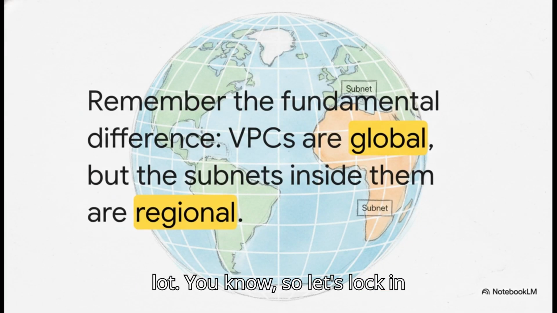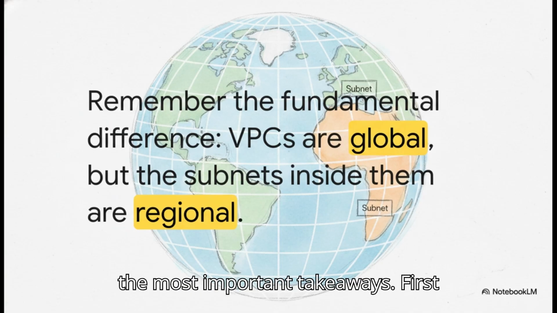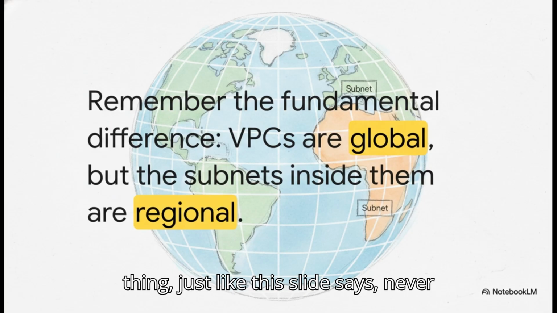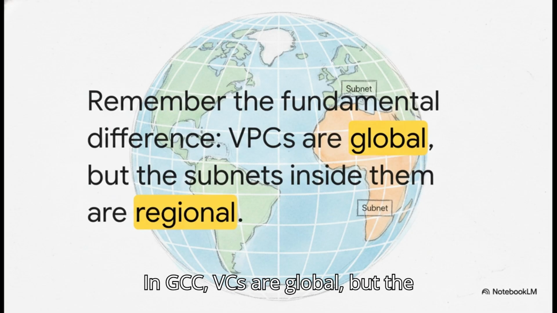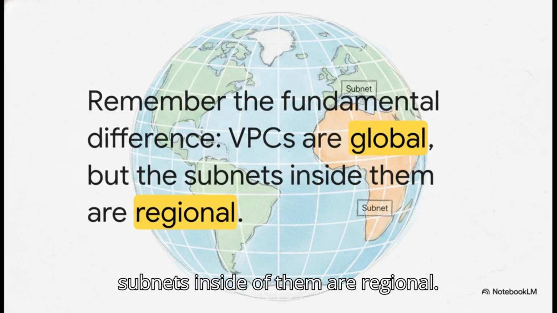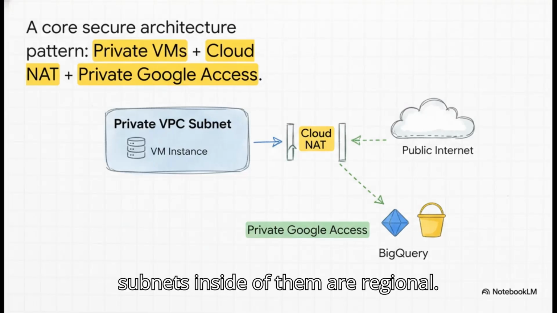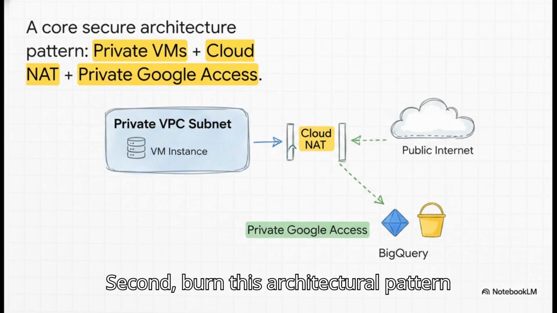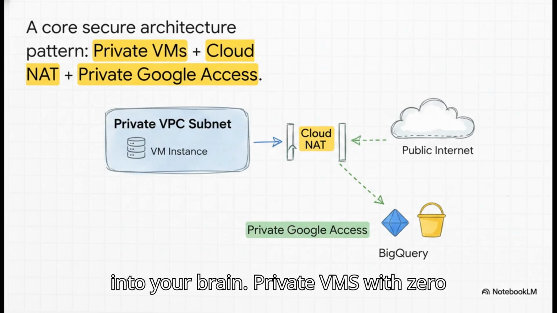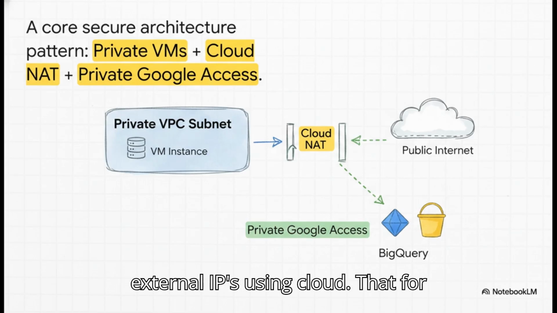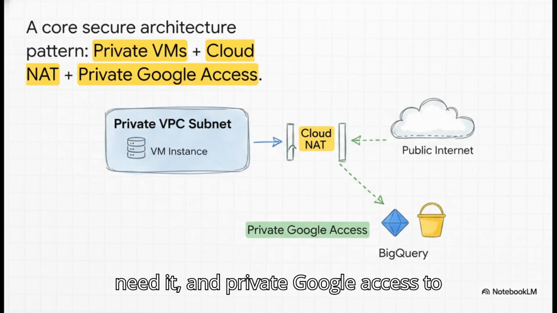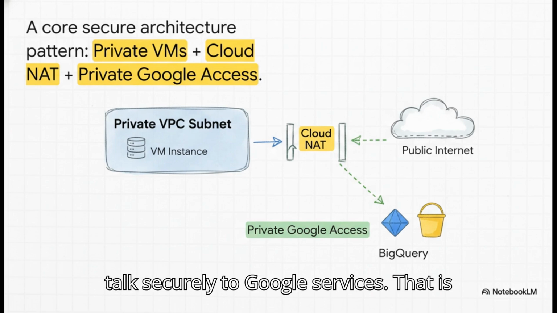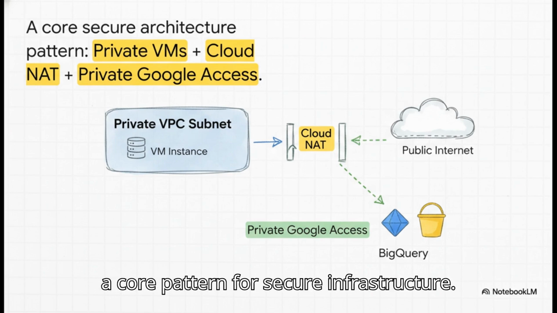Okay, that was a lot, I know. So let's lock in the most important takeaways. First thing, just like this slide says, never ever forget this fundamental difference. In GCP, VPCs are global, but the subnets inside of them are regional. Second, burn this architectural pattern into your brain: private VMs with zero external IPs, using Cloud NAT for outbound internet access only when you need it, and Private Google Access to talk securely to Google services. That is a core pattern for secure infrastructure.